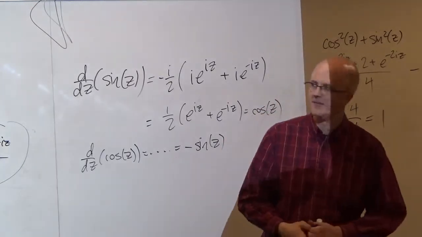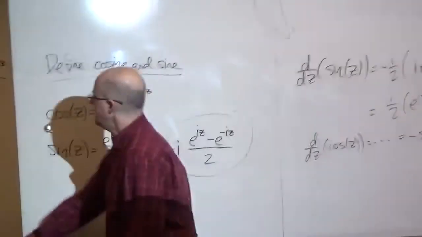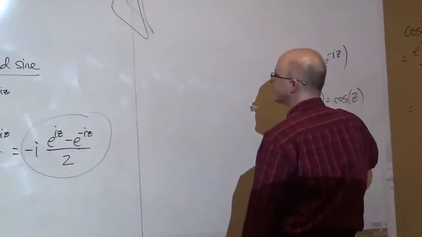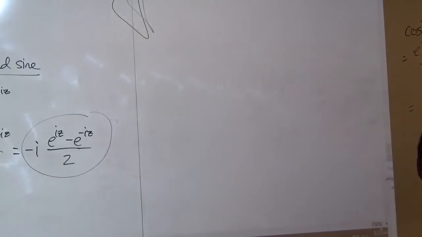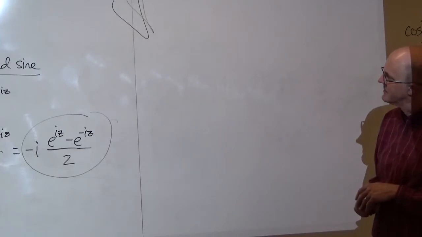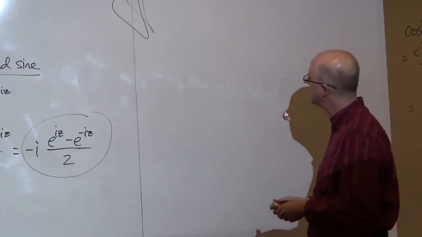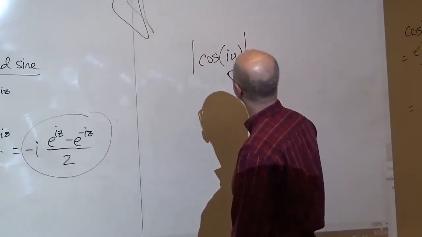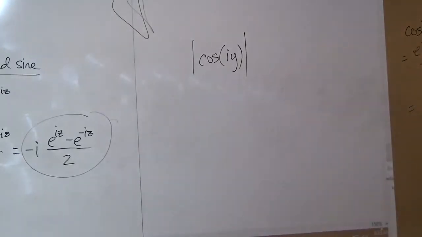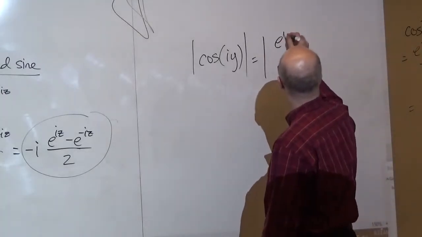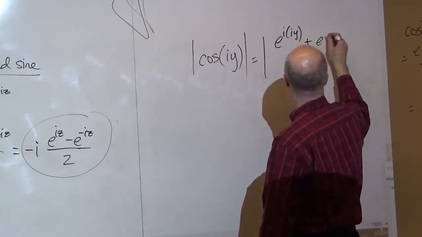What does not work? Well, take for example the modulus of cosine of z. Say in the case where z is purely imaginary, to keep it simple. Okay, keep it simple. I'm plugging in a purely imaginary number, iy. What will happen here? Let's see.